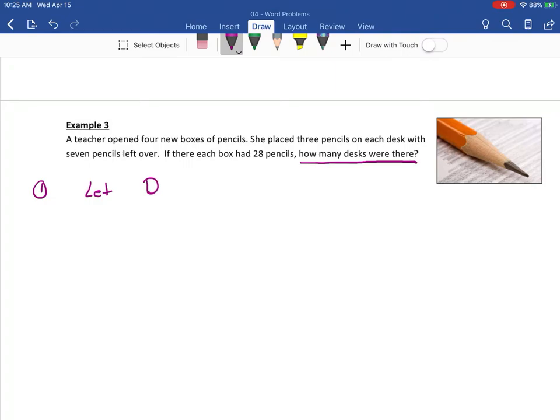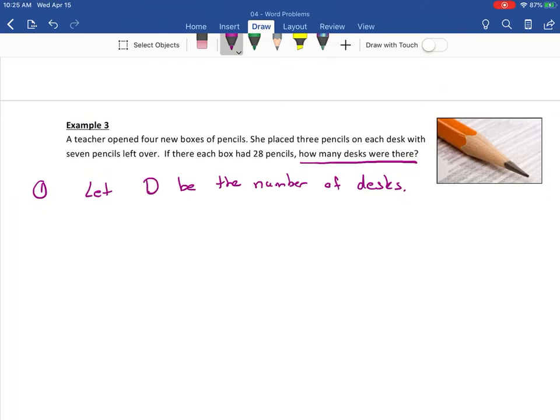Step 1 is the let statement. Let D be the number of desks. I use D because that's a convenient variable to use. People get addicted to X, and that's fine, but I like using variables that really tell me about what I'm actually looking for.